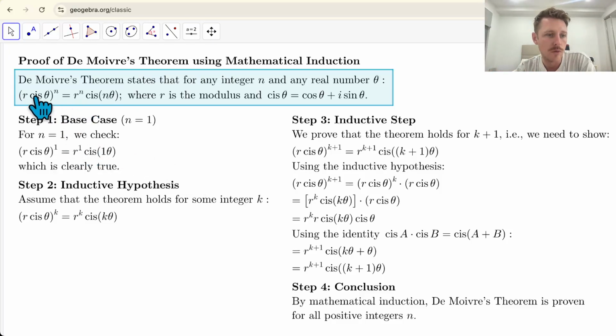So let's prove de Moivre's theorem. r cis theta to the n equals r to the n cis n theta. So what we need to do is prove the base case. So we're going to say that n is 1.